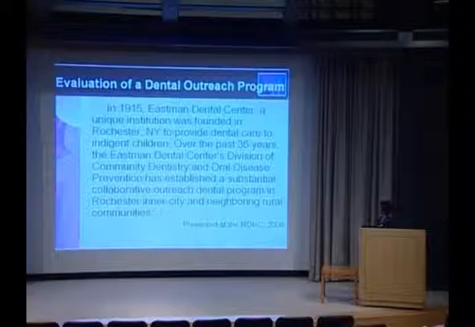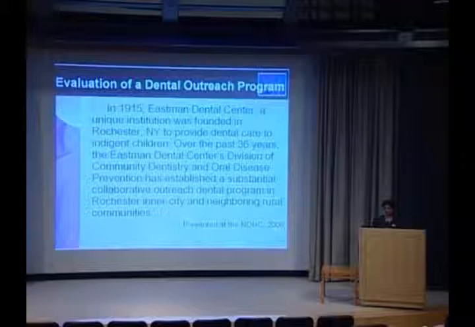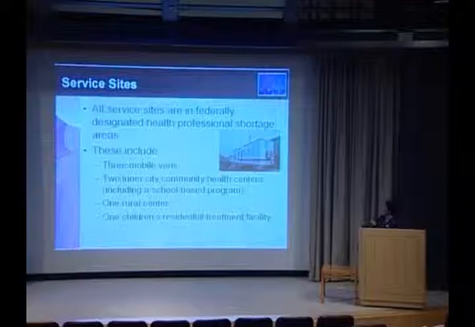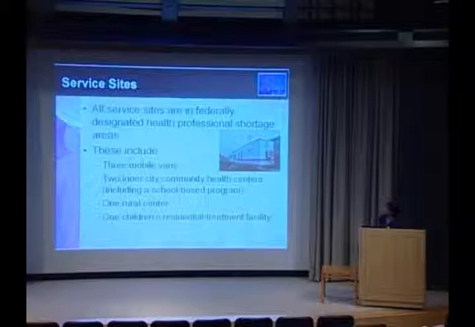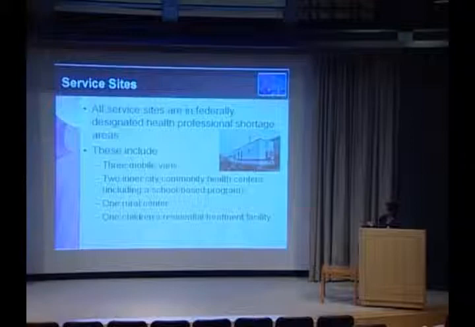As far as the community dentistry and oral prevention division is concerned, we've really expanded, especially in the past 36 years, and we have established a collaborative outreach dental program in inner city and neighboring rural communities. We used to have seven service sites, and one of the sites closed down. But in this slide, we have seven service sites, three of which are mobile vans, two inner city community health centers, which includes a school-based program, and one rural center, that's the one that closed down. It was in Mount Morris. And then we have one site in a children's residential treatment facility.